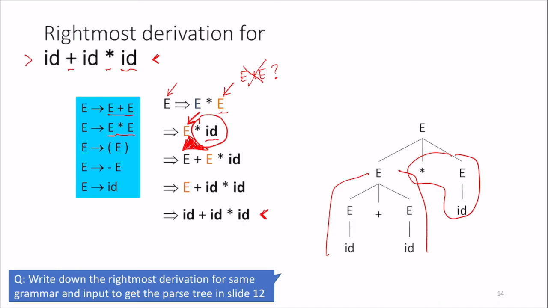So in order to check that you understand this process, what I would like you to do is write down a rightmost derivation using the same grammar, but using a different choice of application of rules. You're choosing a different rule and replacing it. You still have to get the same input, so id plus id times id, but you want to get the other parse tree, the one where the multiplication happens first.